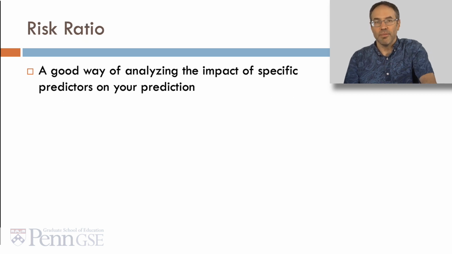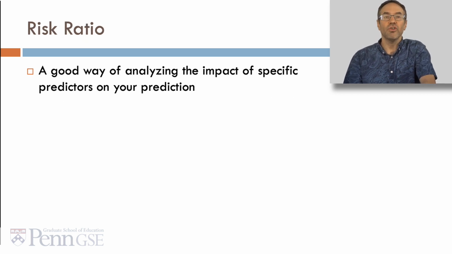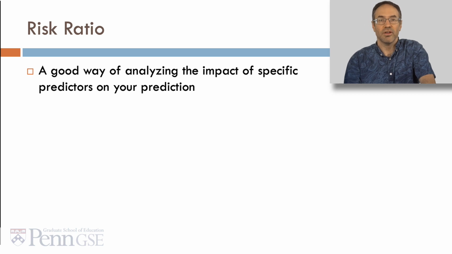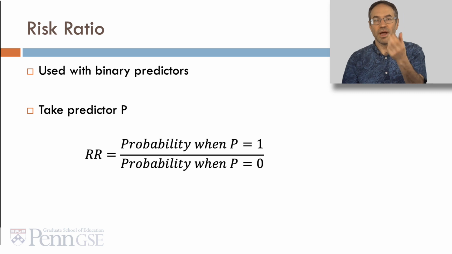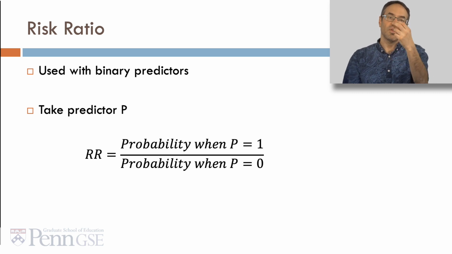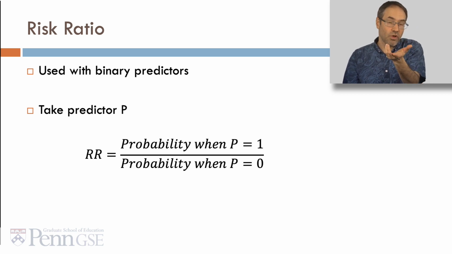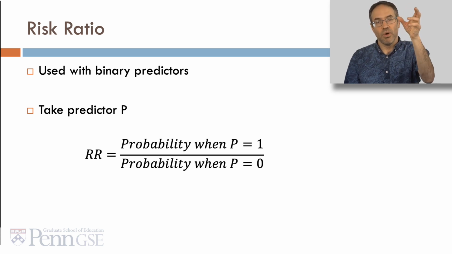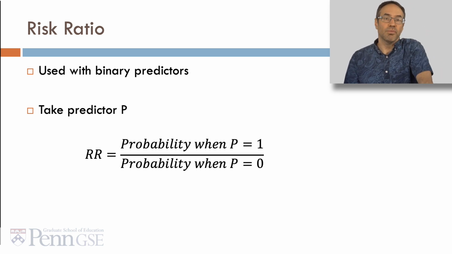Another thing worth talking about is risk ratios. Risk ratios are a good way of analyzing the impact of specific predictors on your prediction. Risk ratio is used with binary predictors, and the way it's calculated is we take a predictor P, and the risk ratio is the ratio between the probability of some result, like say a negative outcome, when P is 1, over the probability when P is 0.